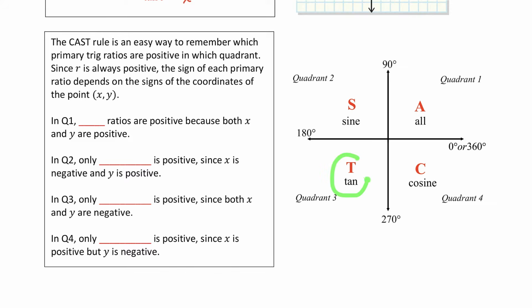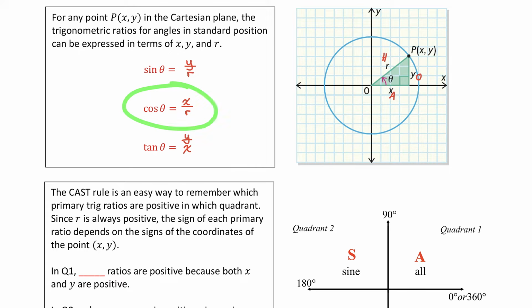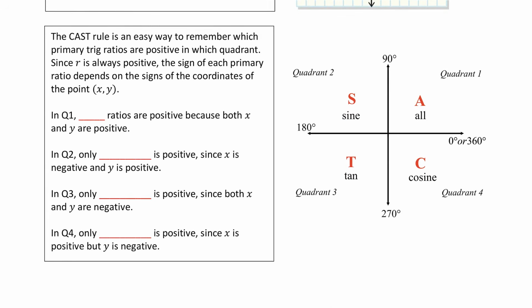In quadrant 3, only tan is positive. In quadrant 4, only cosine is positive. Which means in those two quadrants, sine is negative. And then also, how do we define cosine? Remember, cosine is equal to the x-coordinate divided by the radius. Well, where are x-coordinates positive? That's to the right of the y-axis, so here and here. And notice those are the two quadrants where cosine is positive. Where are x-coordinates negative? In these two quadrants. That's why you see cosine is negative in those two quadrants.